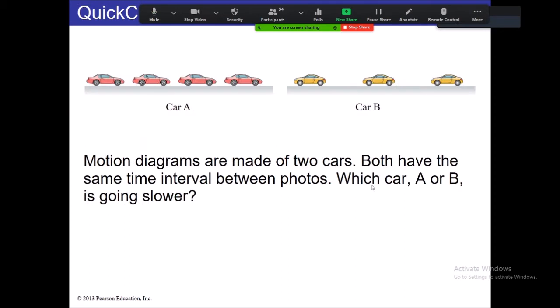Okay. Now, question for you here. We have 2 motion diagrams of a car. Car A moves to the right, car B moves to the left. They have the same time intervals between photos. Can you tell which car is going slower? Letter in the chat.